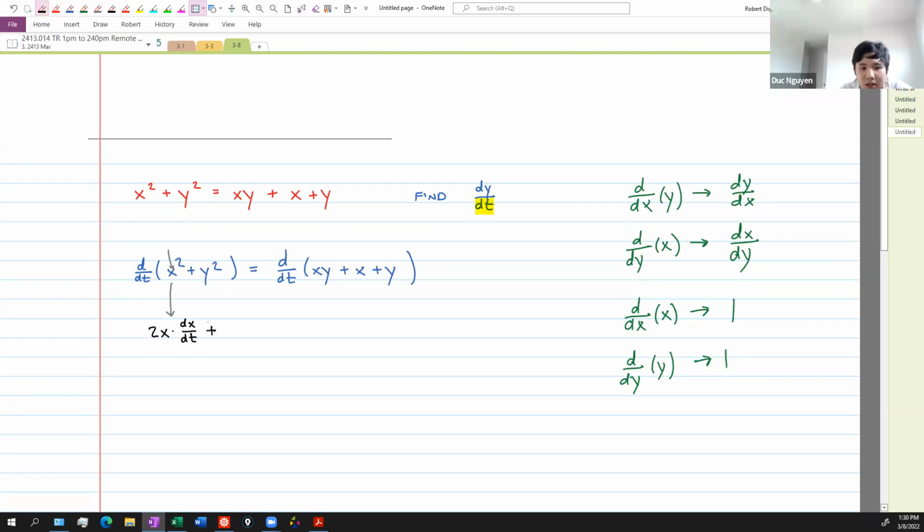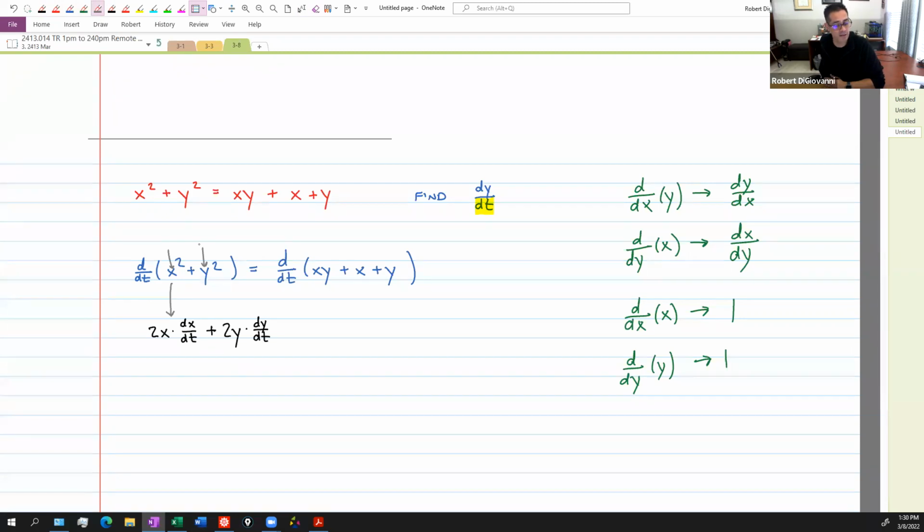Plus 2y times dy dt. Good. Again, the same thing, right? The 2 on the y comes down, y to the first power, and then having to take the derivative of y this time with respect to t, again, dy dt, that's not 1, it's dy dt. Equals. Good job, Duck. Let's move on.